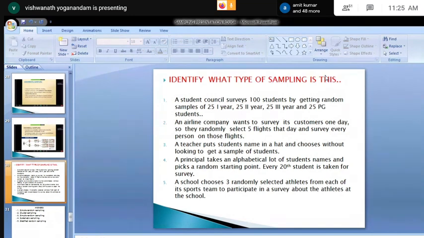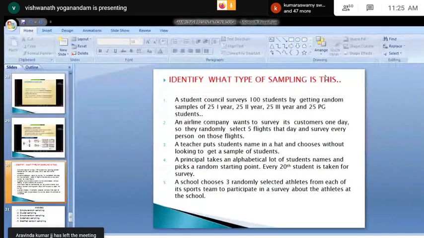Fourth is systematic. Let us see, systematic random. Okay, let us see the answer later. And the fifth one is, a school chooses three randomly selected athletes from each of its sports teams to participate in a survey about the athletes at the school.